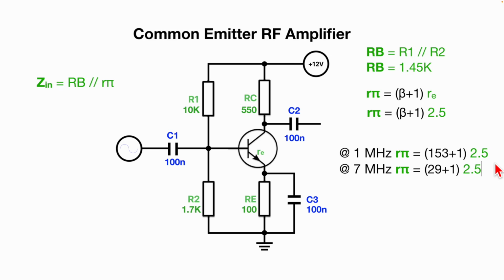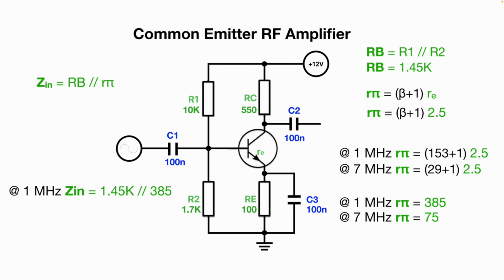But at 7 megahertz, as we saw, beta was more like 29, and that's going to have 1 added to it and be multiplied by 2.5. So what that means is that r-pi, the small signal input resistance of the transistor seen looking into the base, at 1 megahertz would be 385, but at 7 megahertz would only be 75. So that's a big difference, and that is going to play out now in the calculations of input impedance.